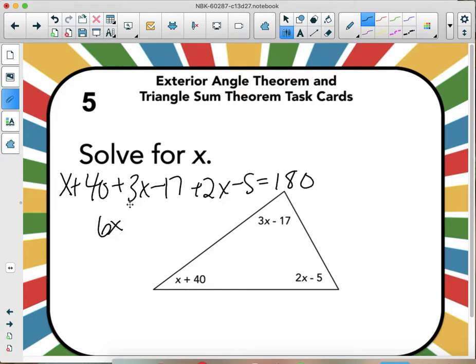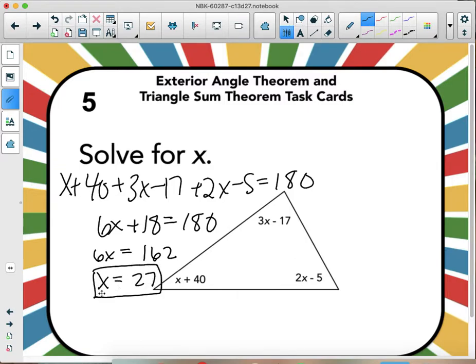When I combine my numbers here, 40, negative 17, negative 5, we get plus 18 equals our 180. When we subtract the 18 to the other side, we get 162. So I'd end up with x equals 27. Again, they're only asking for x. They didn't ask us for an angle, so I'd be okay there.